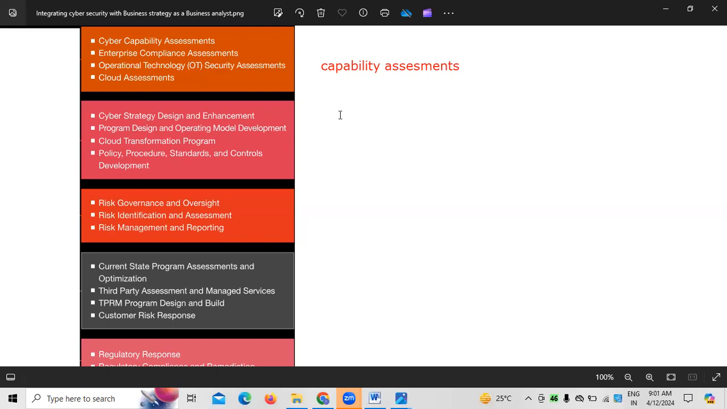Once the capability assessment is done, we need to structure the strategy and program design. This is the second thing we need to focus more on. The third one is risk management. We need to know what risk management is all about. Once that is done, we need to focus on third party risk management.